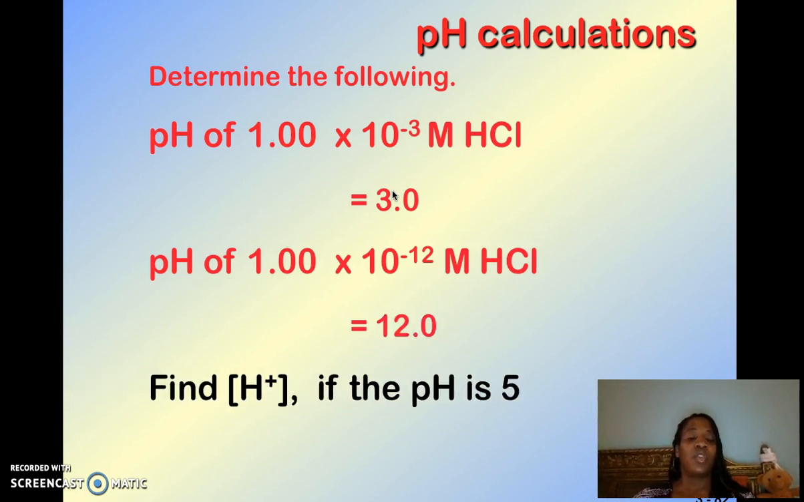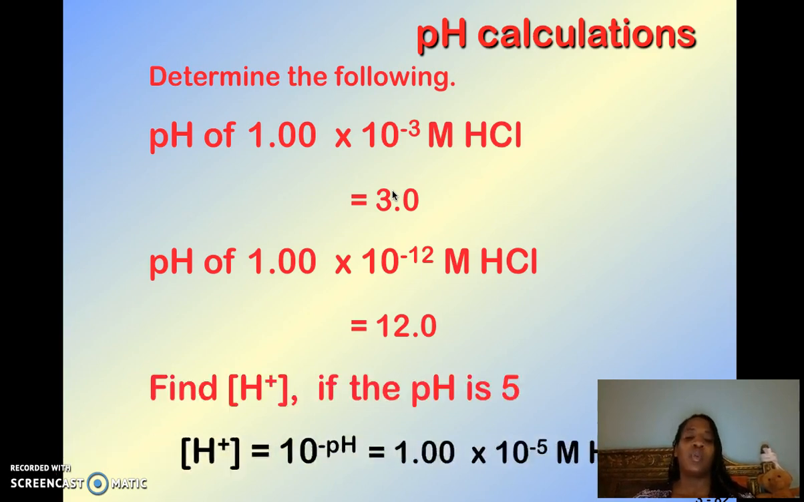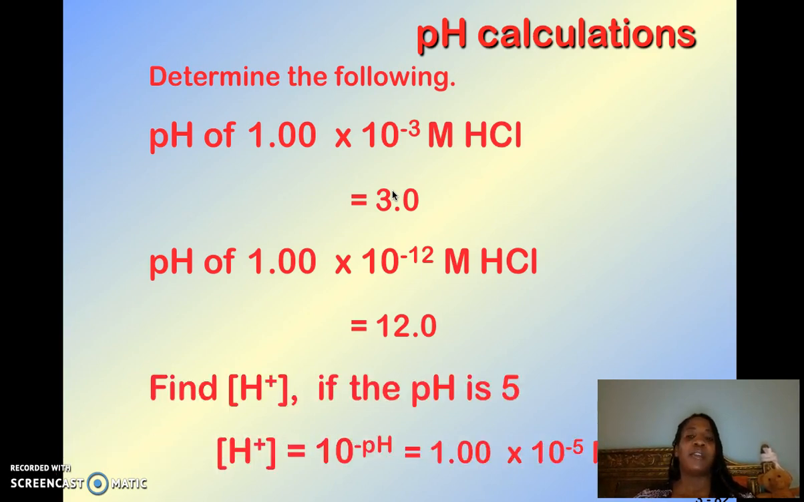What about if the pH is 5? Could you give a hydrogen ion concentration? Well, the hydrogen ion concentration is always 10 to the negative pH, so that would mean 10 to the minus 5.